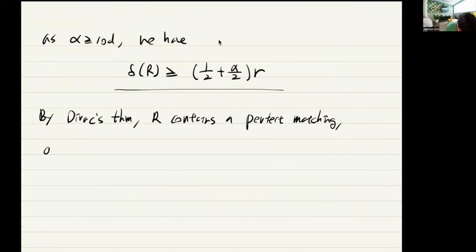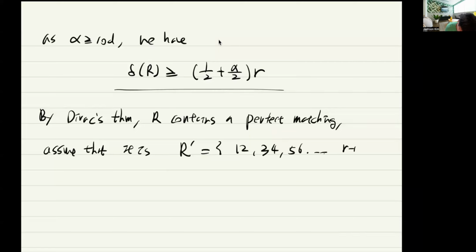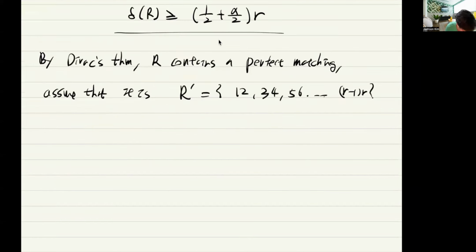So assume that it is the R prime, which is 1, 2, 3, 4, 5, 6, ..., R minus 1, R. So by re-indexing, giving different indexes, you can assume that this perfect matching is like 1 2, 3 4, 5 6, and etc.